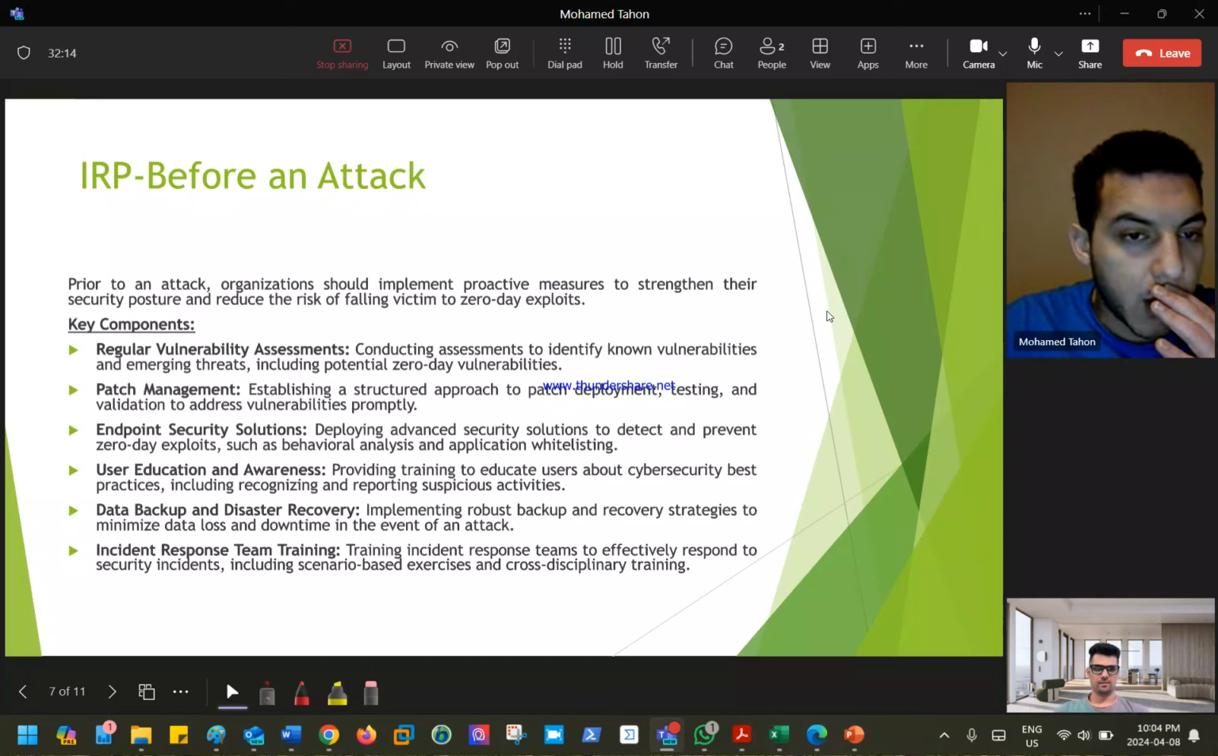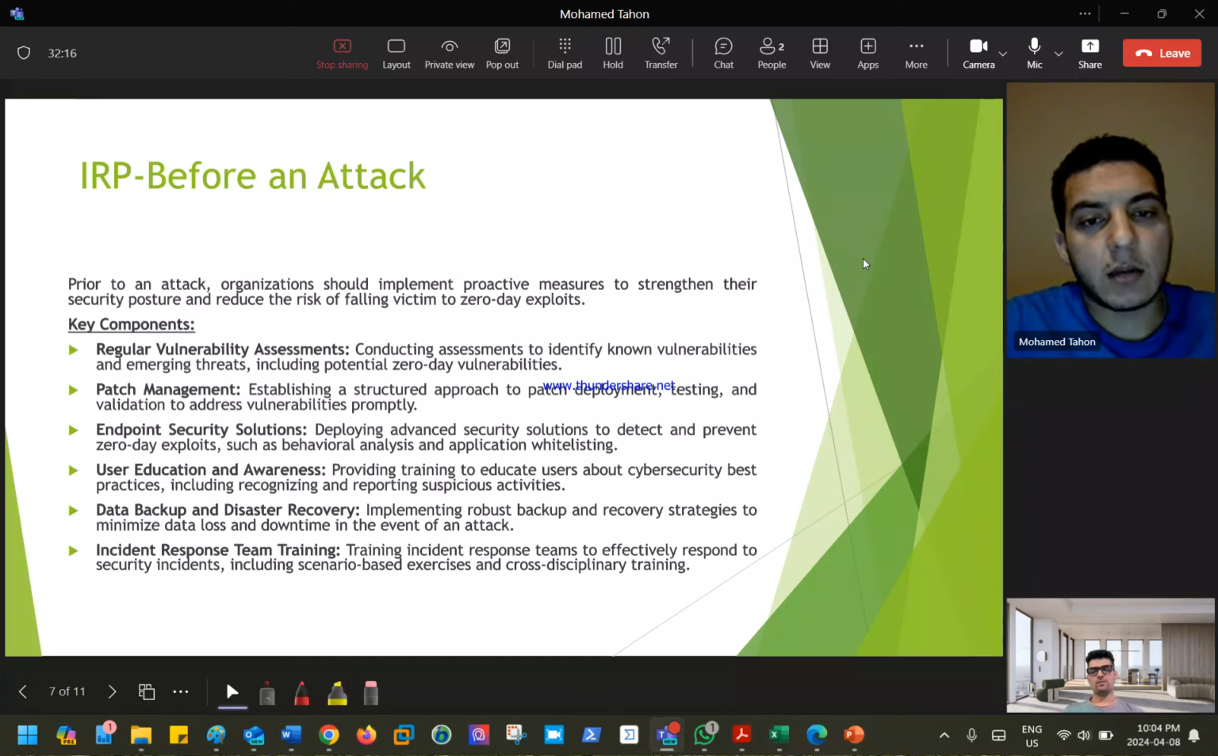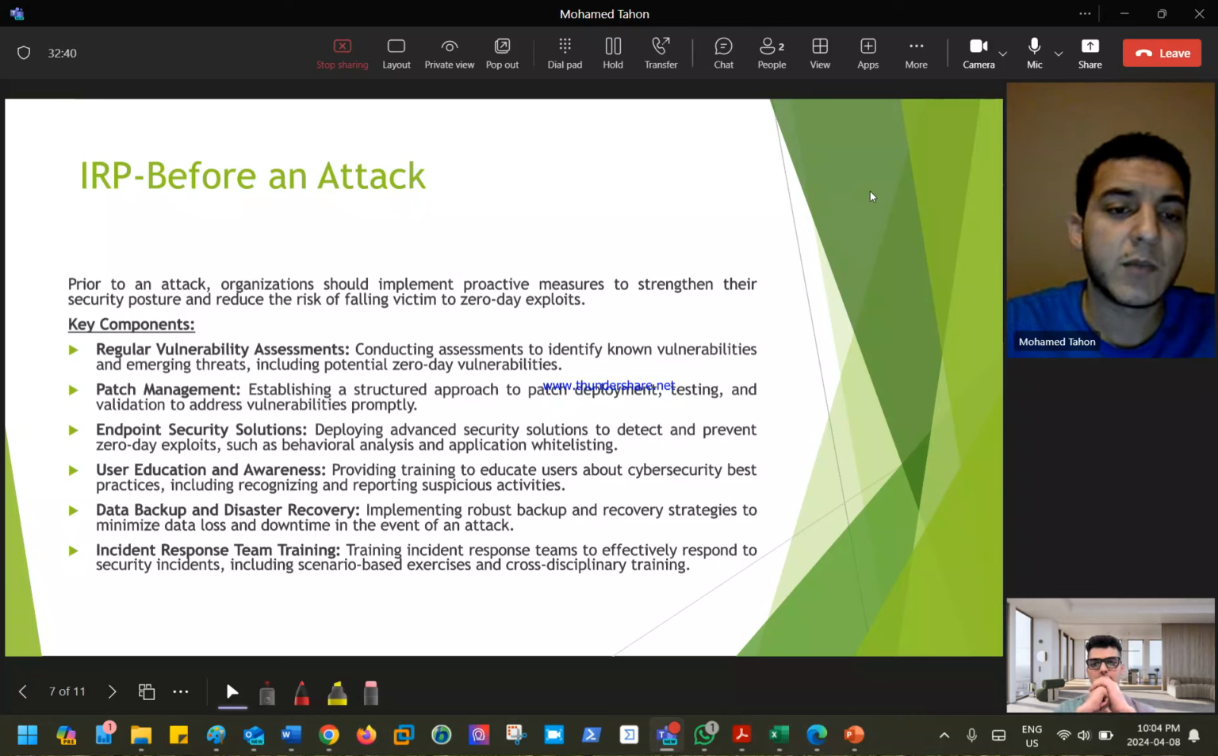And now we're going to move to IRP before the attack. We're going to discuss the key procedures. Protective measures before an attack are crucial for organizations to implement to bolster their security posture before the attack strikes. These steps are essential for reducing the risk of falling victim to zero-day exploits and other cyber threats.